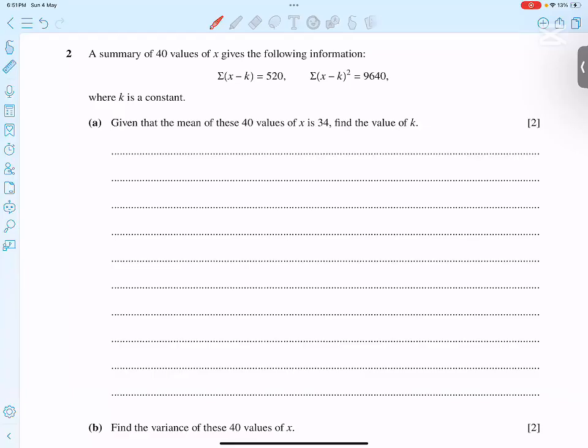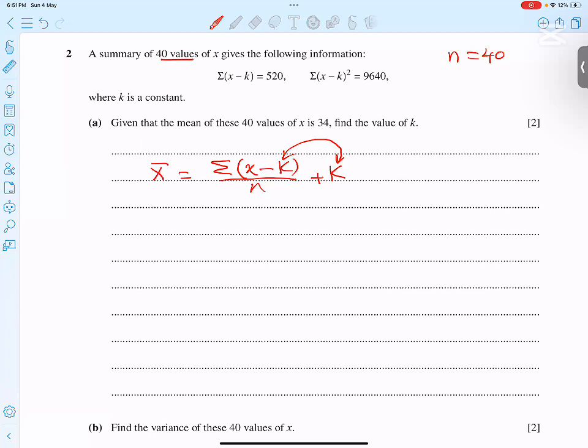Question number two, students. We have 40 values, so it means n is 40. And we are given the coding method. This is a coding method for mean and deviation. You know it very well. The mean of 40 values is 34. So what is the mean formula? Basically, the mean formula is sigma x minus k, divided by n, plus k. Make sure this number and this variable are always the same.